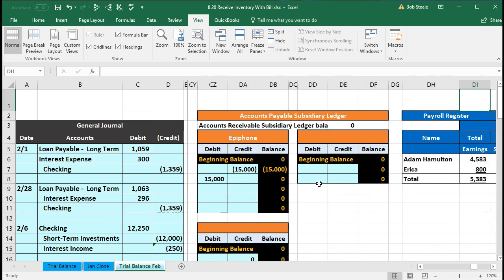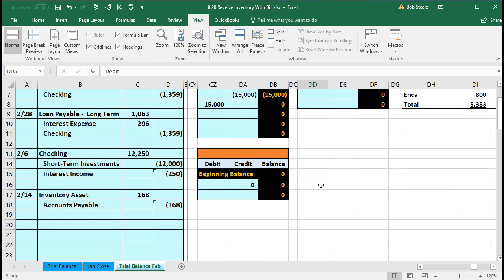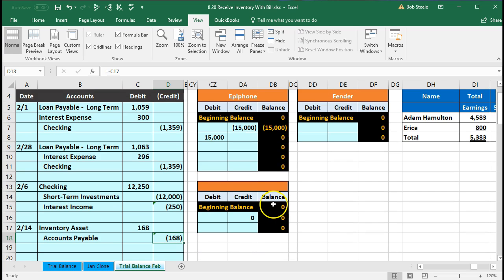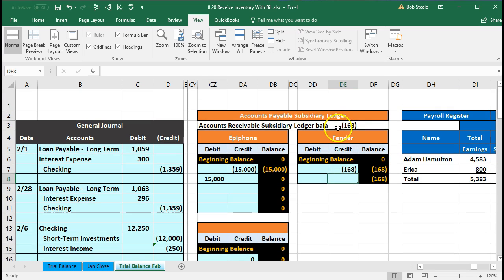Here we are. So here is, we're going to have a new one right here. We're going to say this is a new vendor named Fender, who we buy guitars from. Fender's our new vendor that we buy guitars from. And we're going to say that that's a credit. So I'm going to post that same credit over here in the credit side in DE7. We're going to say that that equals the 168, and that'll increase the credit balance to 168. Then if we look at our total here, we're at 168. That should match what's on the trial balance.